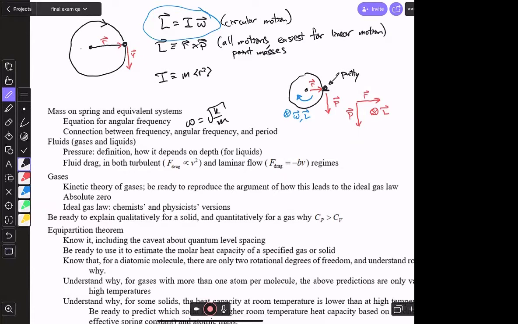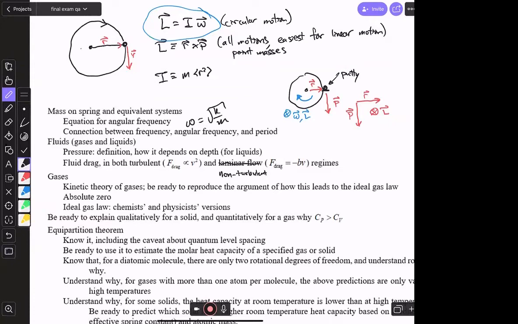Fluid drag, and again, we haven't talked much about this, but I expect you to understand that in the turbulent regime, the fluid drag force is proportional to the square of the velocity, whereas for laminar flow, and I shouldn't have used that technical term, what I should have said is non-turbulent, it's proportional just to the velocity.